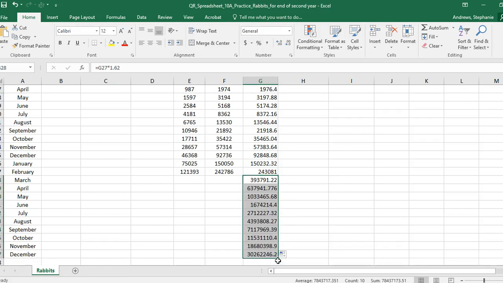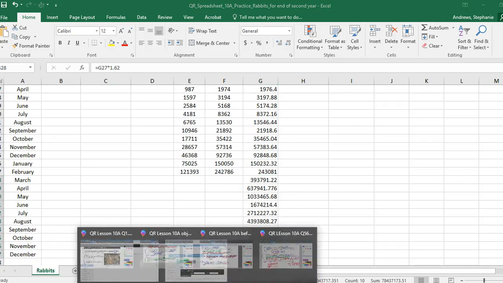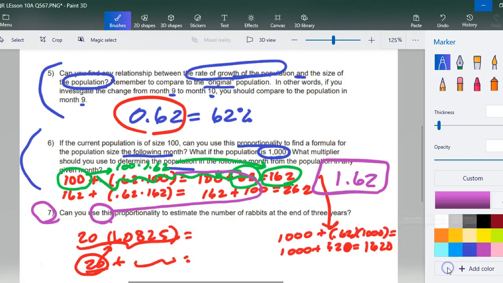I think I'm there. And oh wow, we get down here and we've got about 30 million. Good grief, that's a whole lot. About 30 million rabbits. That's a lot of rabbits. My brain just can't even wrap around that. But what we're trying to do here on question number 7 is an estimation. Can you use the proportionality?